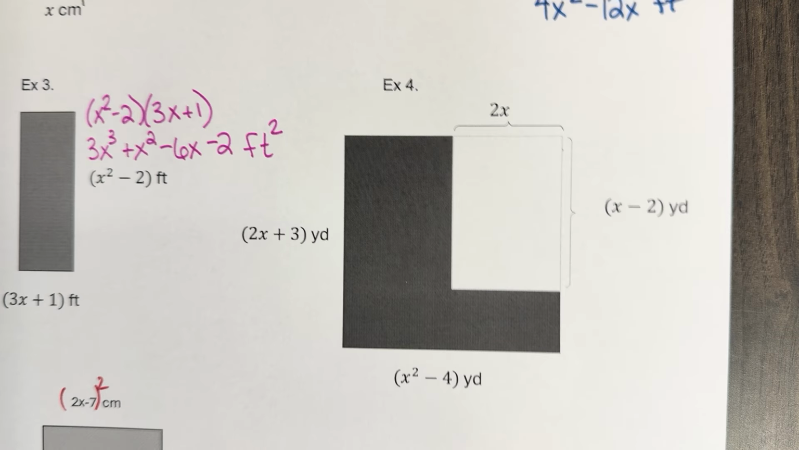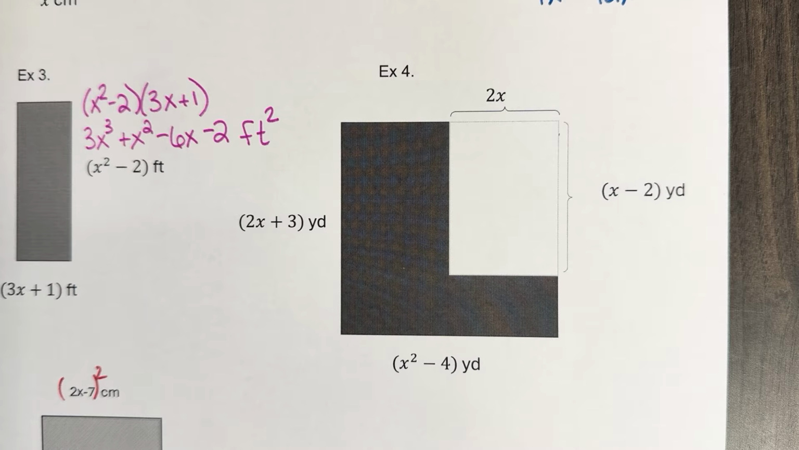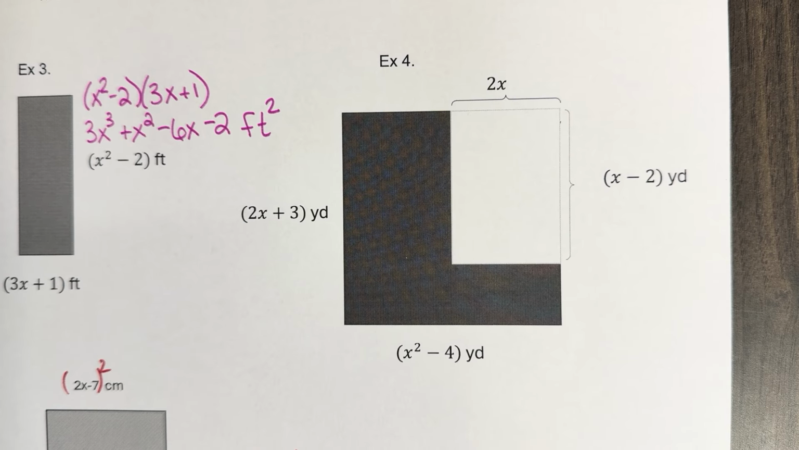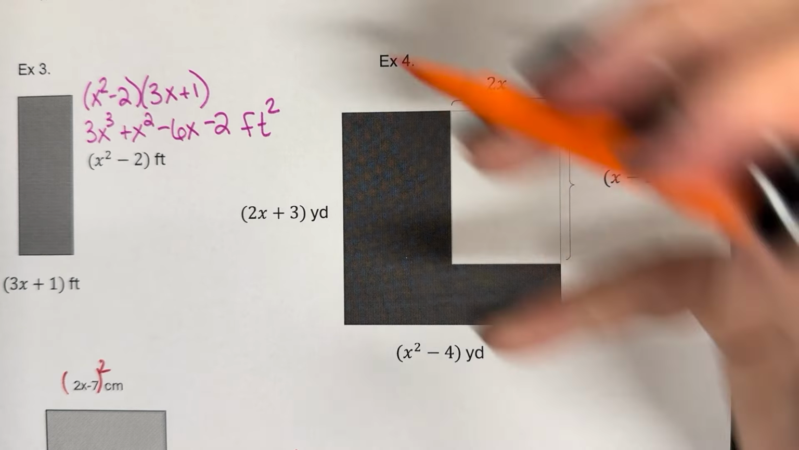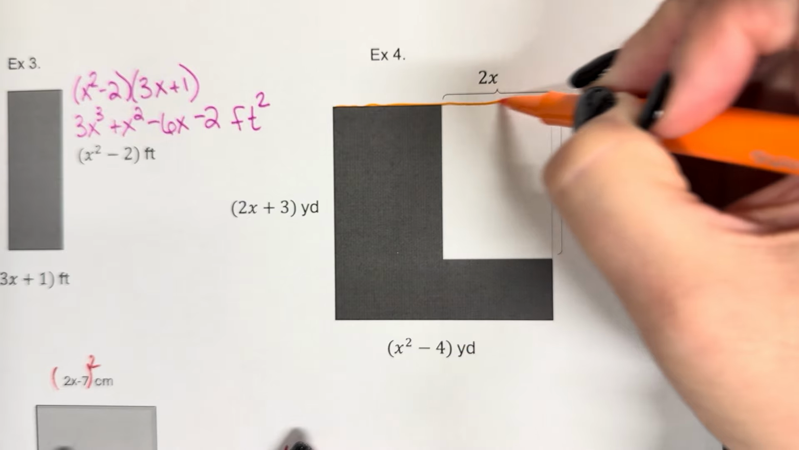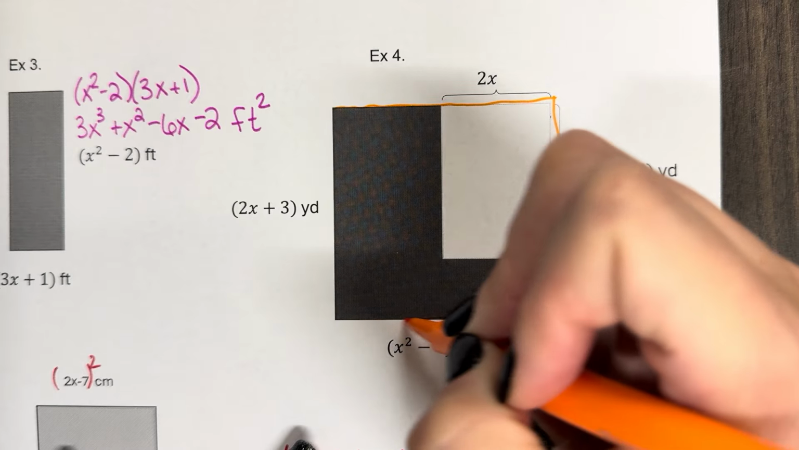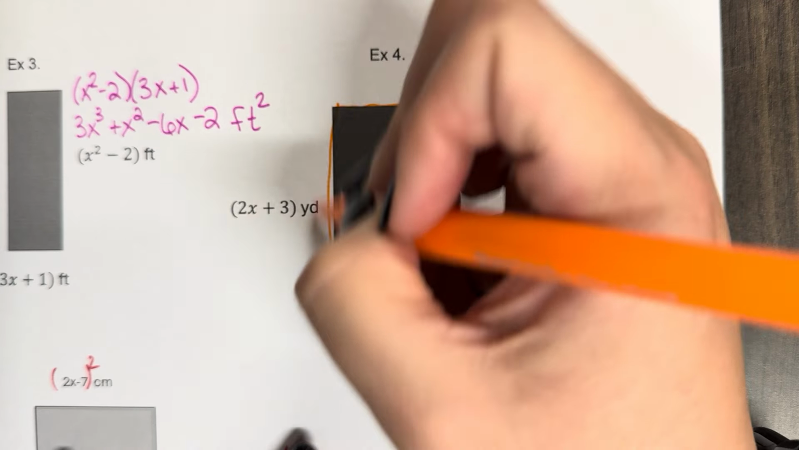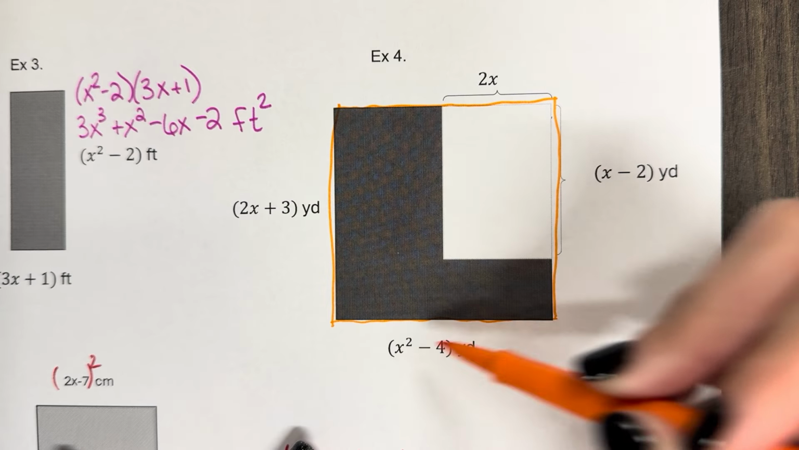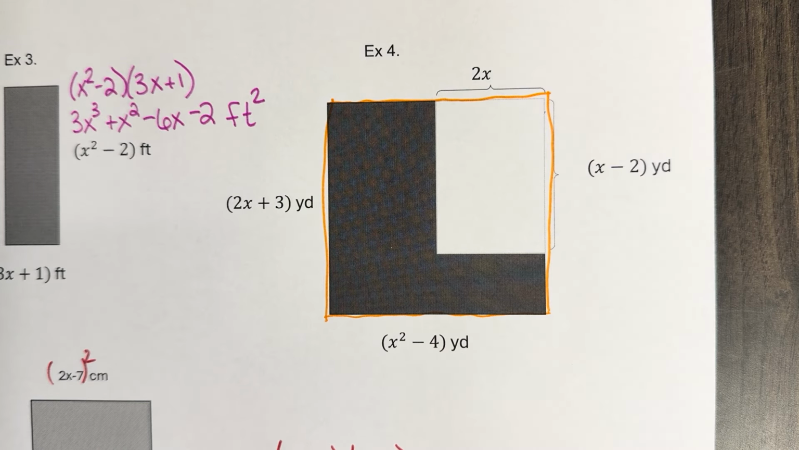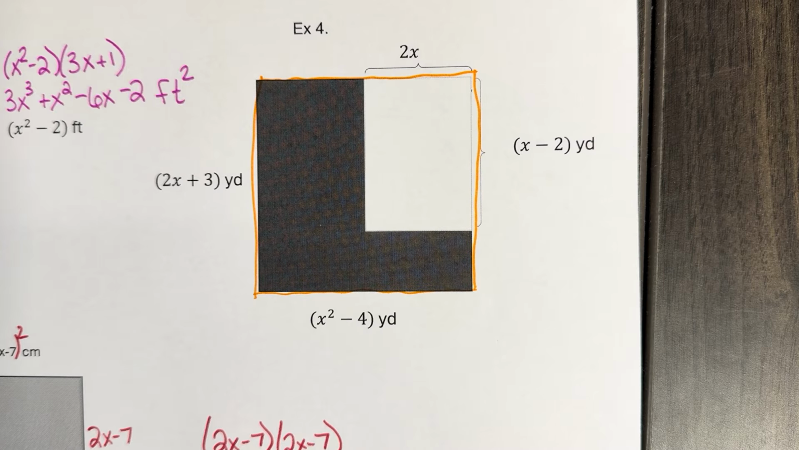Okay, this last one over here. So when we have odd shapes, hopefully we remember from middle school, we need to do some type of combination of adding and subtracting different areas to get the final space, right? So if we look at this, we sort of have this large square here, which I know my measurements of. I have a 2x plus 3, and I have an x squared minus 4. So I can find the area of that large shape first.